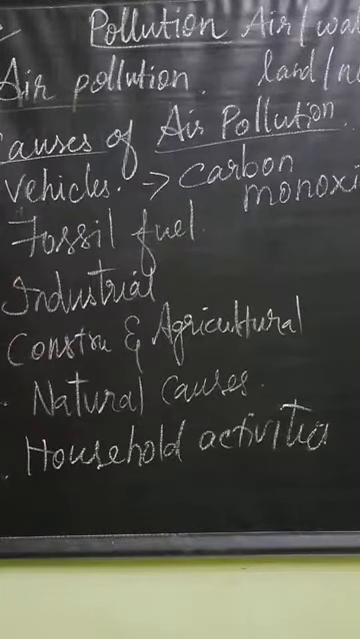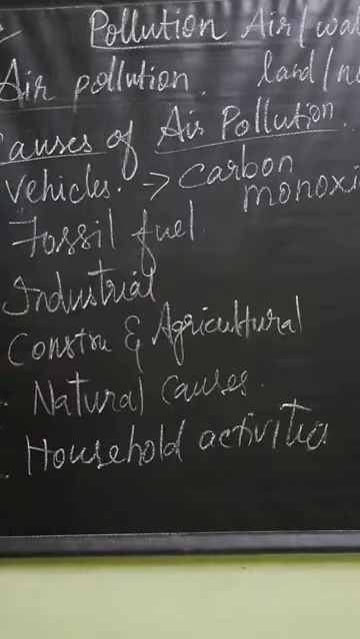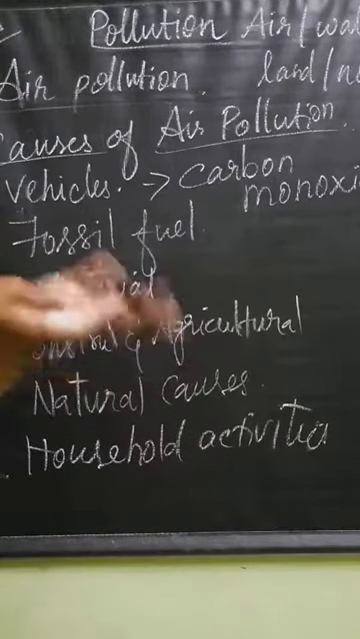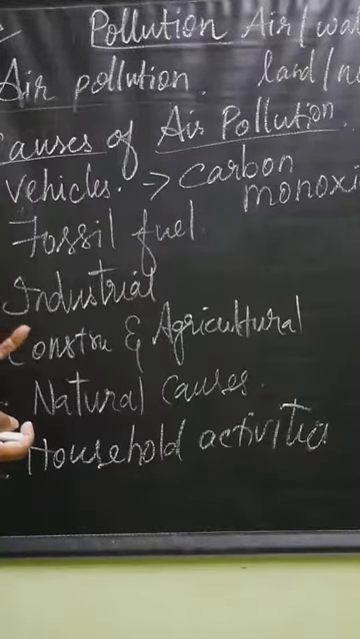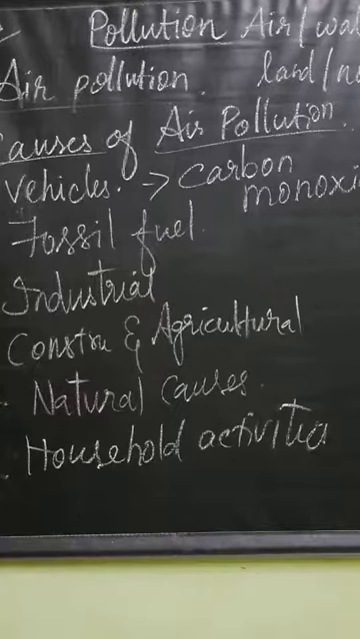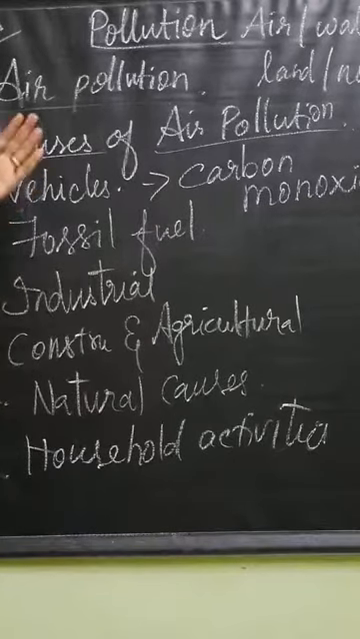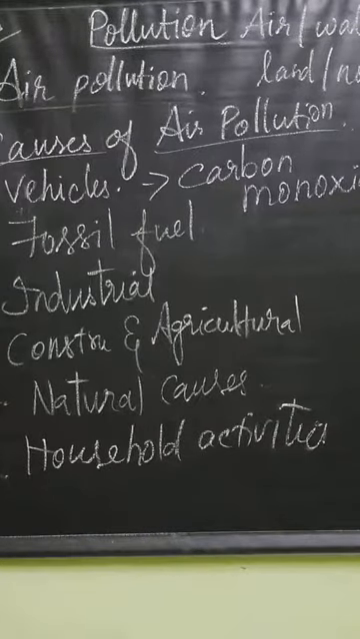Sometimes we burn outside. If we have gardens and other things, we collect the waste things, the dry leaves, and we make them into a fire. We keep a fire, isn't it? Sometimes we will do that. So those are all household activities. The smoke from that also affects the atmosphere. So these are the causes of air pollution. These things we have already studied, even though I explained them to you again.